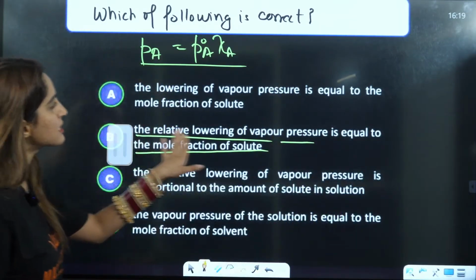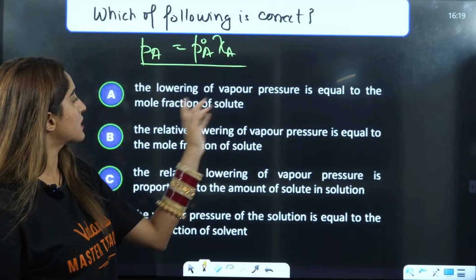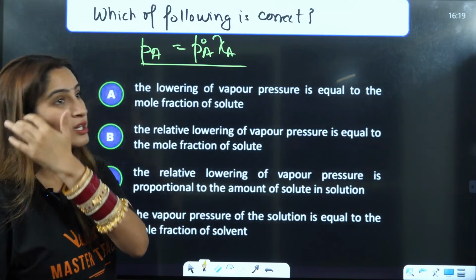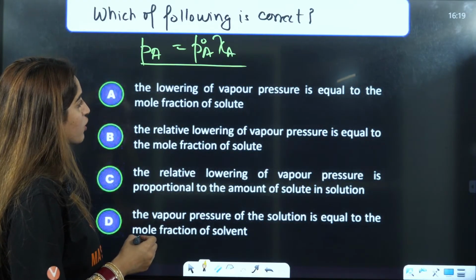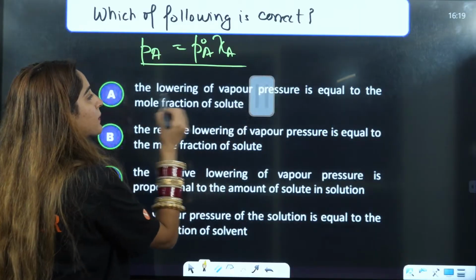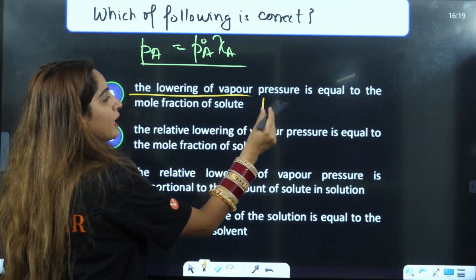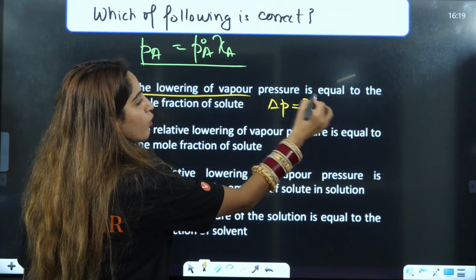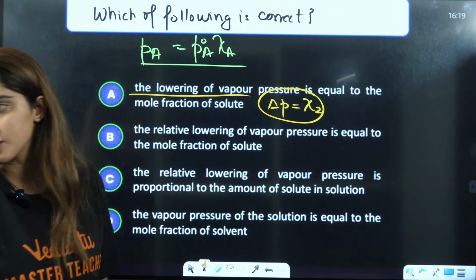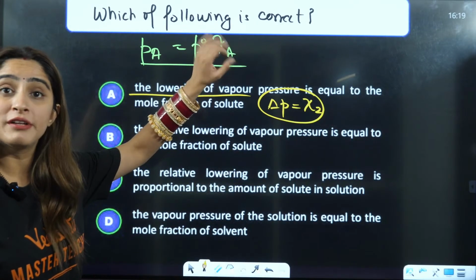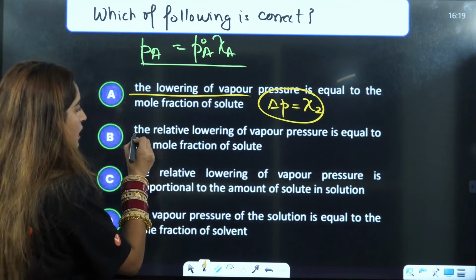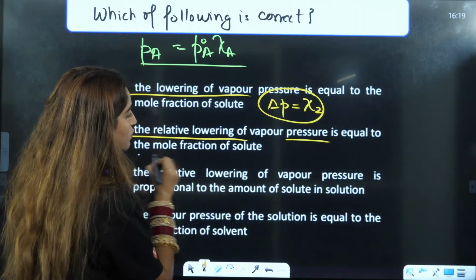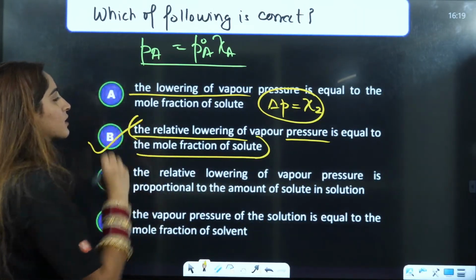So as you can see, the lowering in vapor pressure is equal to the mole fraction. That is not correct. Lowering means delta P. Delta P is directly proportional to mole fraction of solute. That is not correct. The relative lowering in vapor pressure is equal to the mole fraction of the solute. That is the correct statement.